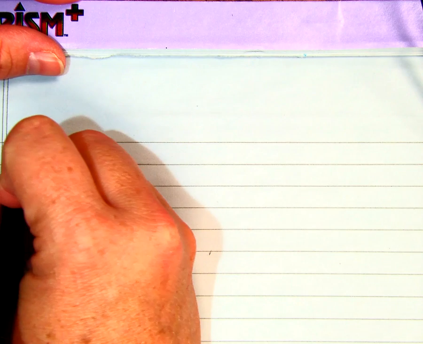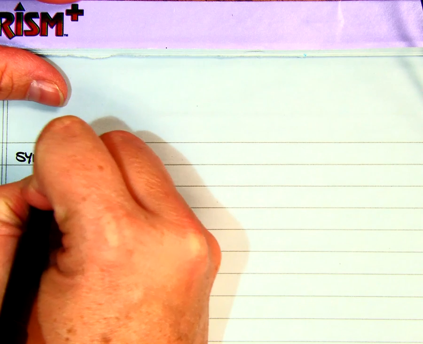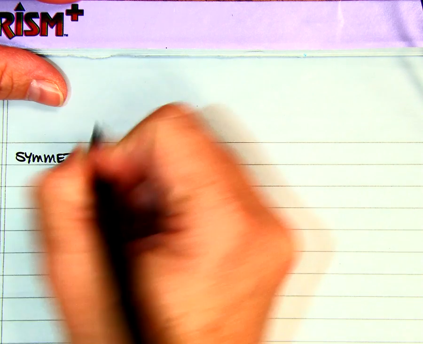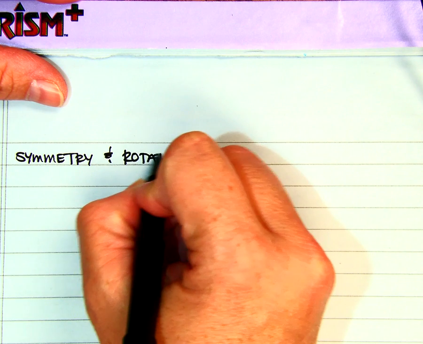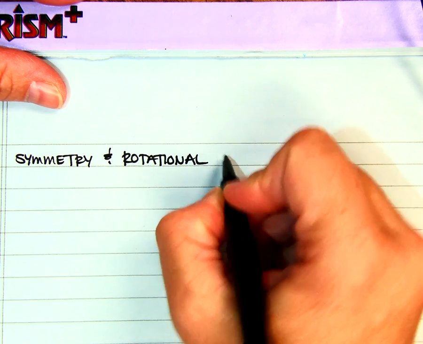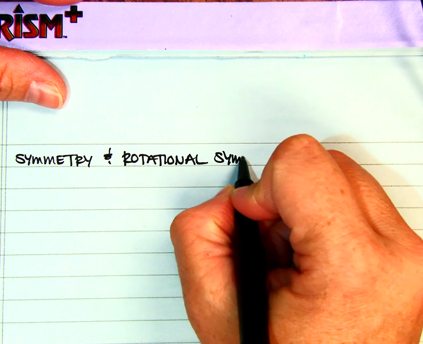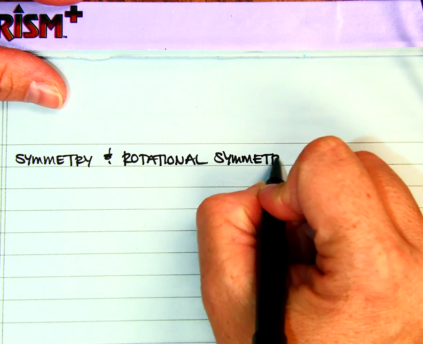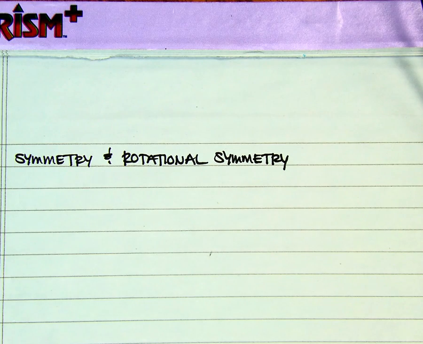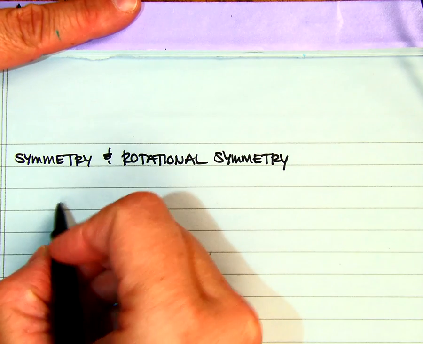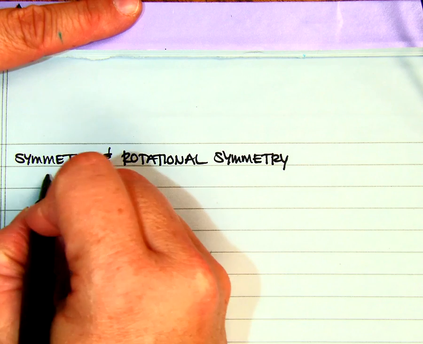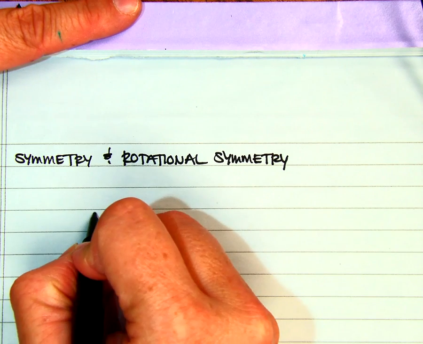We're going to talk today about symmetry and rotational symmetry. A figure is said to have symmetry if you can get it to map onto itself.